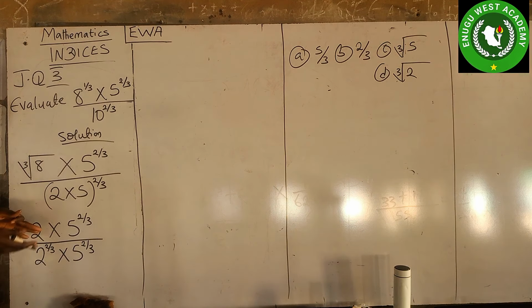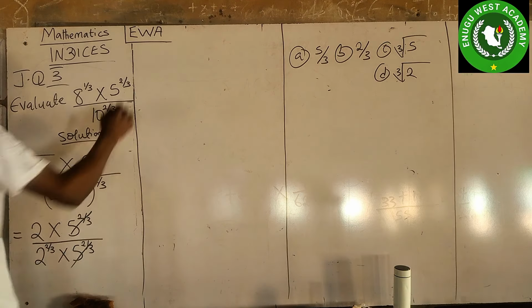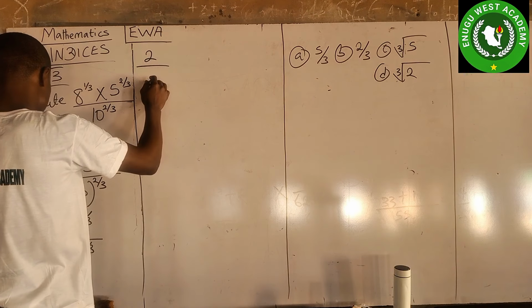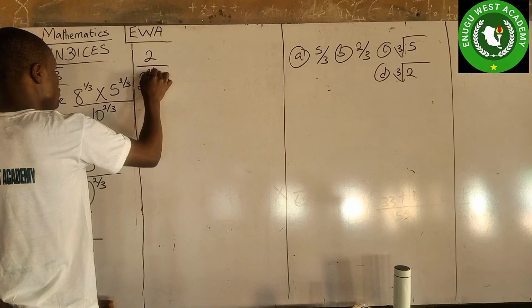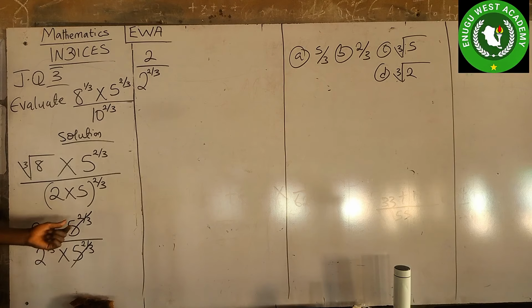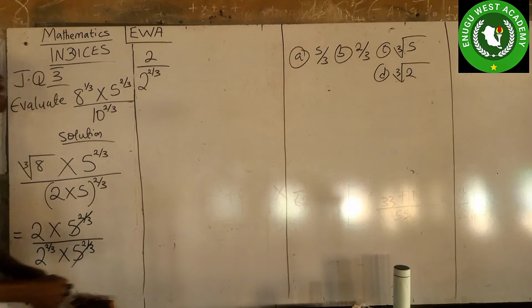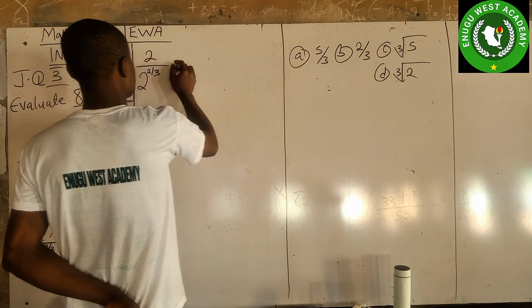Now, by looking at this, you can cancel. Then you'll be left with 2 over 2 raised to power 2 over 3. 5 raised to power 2 over 3 can also be eliminated, so just cancel. Now you'll be left with 2 over 2 raised to power 2 over 3. So this will be equal to.